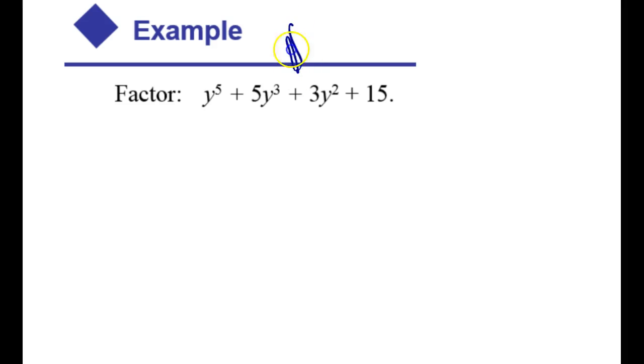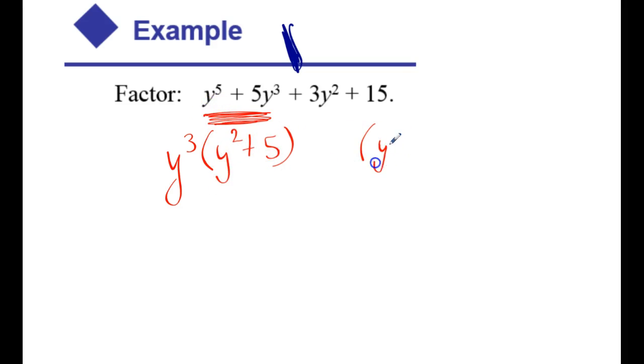So again, given 4 terms, we want to try to look at the first 2 terms grouping together first. We could reorganize this. We don't have to put the first 2 terms together, but I would start with the first 2 terms and look for a GCF, in this case, which is y cubed, leaving you with a y squared plus 5. And then I like to write down that y squared plus 5 again, because if you can't get another y squared plus 5, then we cannot factor by grouping in this method.